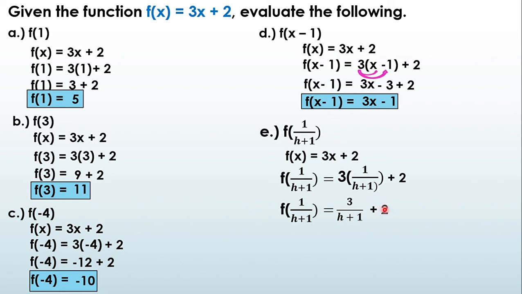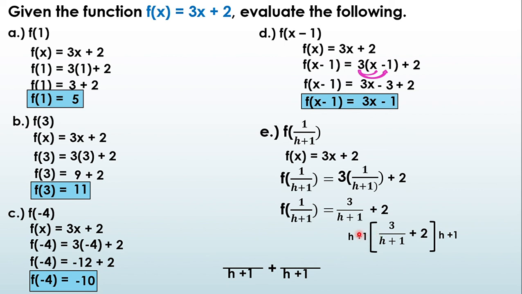Okay, so since 3 divided by h plus 1 plus 2, 2 is a whole number, so yung denominator ng whole number is always 1. So, pag 1, kunin natin yung LCD. So, by applying addition of rational algebraic expressions, we have LCD is h plus 1. Then, multiply the LCD to the left and right side of the expressions, 3 divided by h plus 1 plus 2. So, multiply h plus 1 to the left and to the right side of the expressions.